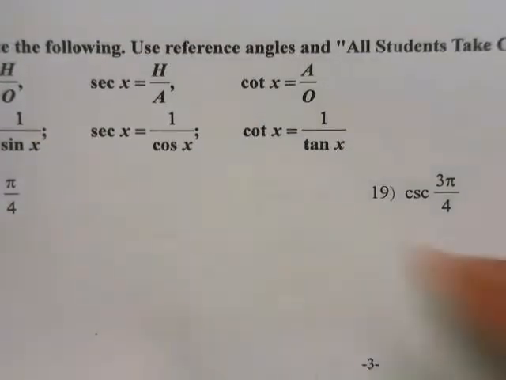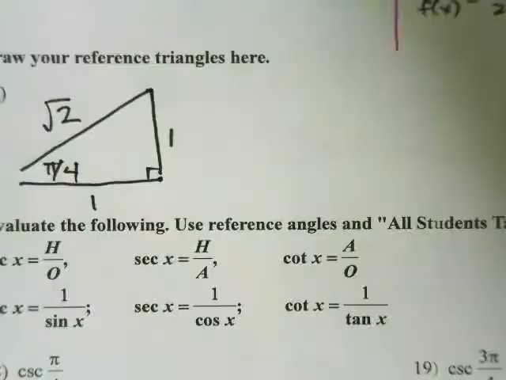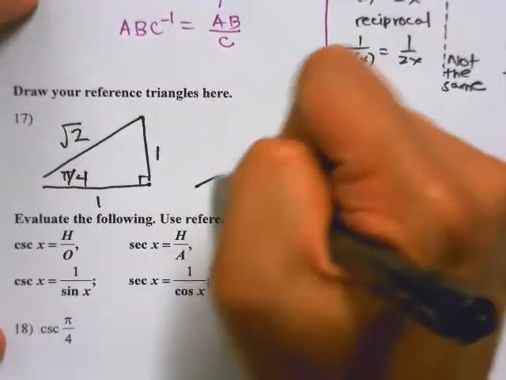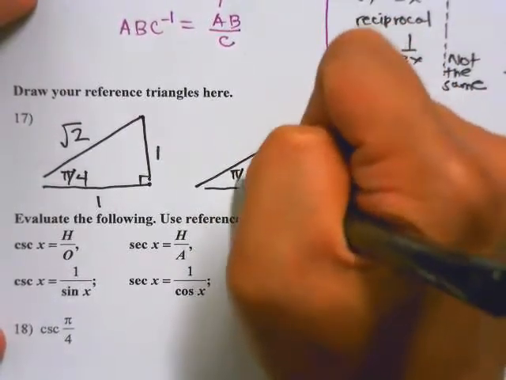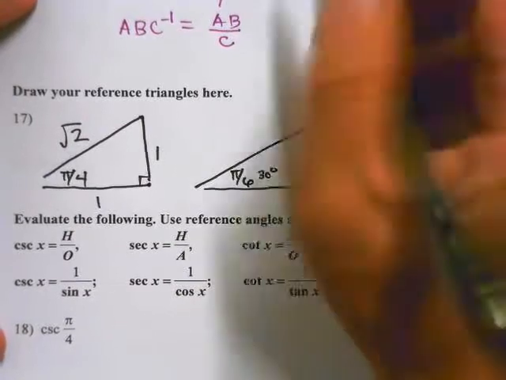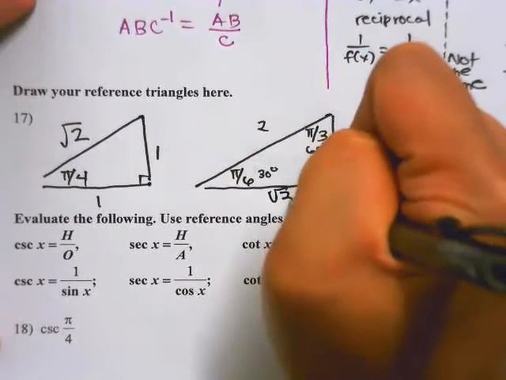Okay, let's go draw the reference triangles over here, and then we'll evaluate some of the functions, and we're pretty much done with this video. Okay, let's just draw our reference triangles here. Apologies, this is supposed to be the 45, 90. It does not look like it. I'm sorry. Pi over 6, 30 degrees. Pi over 3, 60 degrees. 1, 2, square root of 3. Okay.